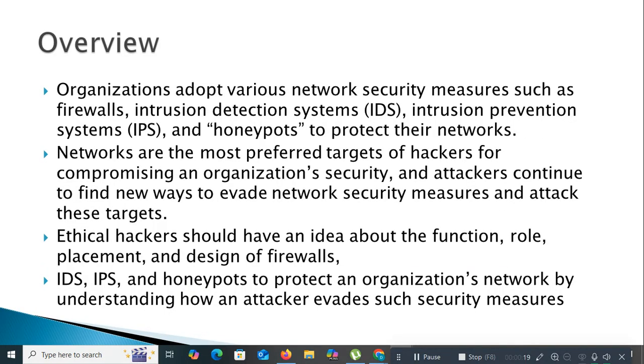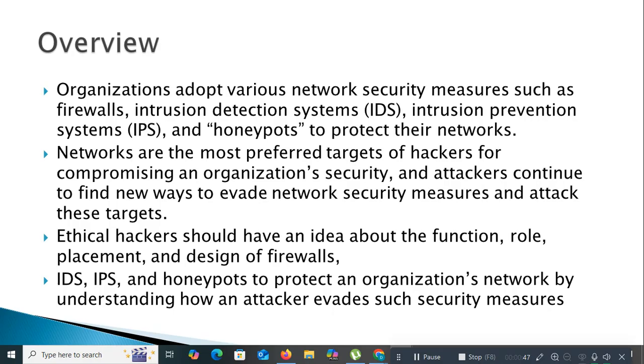Here, organizations adopt various network security measures. In general, in our college also, they provide some security measures. In our college also, a security guard is there. CCTV monitoring is also there. Is there or not? CCTV monitoring is also a type of security.